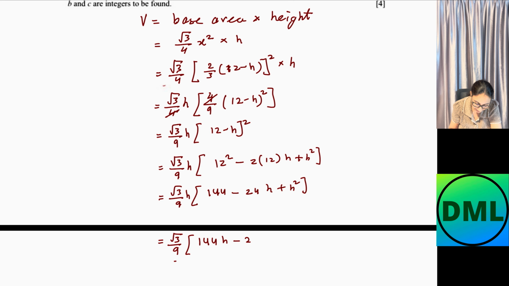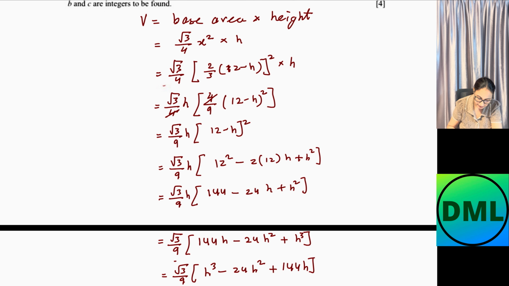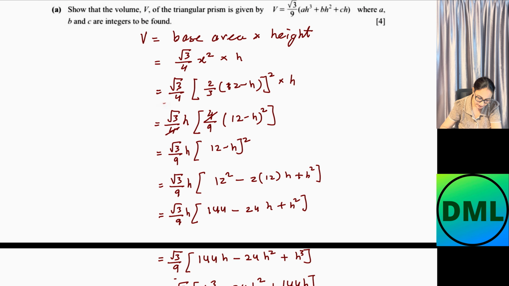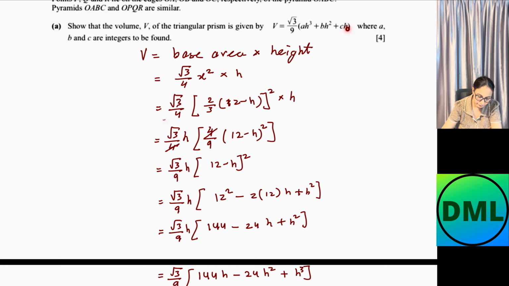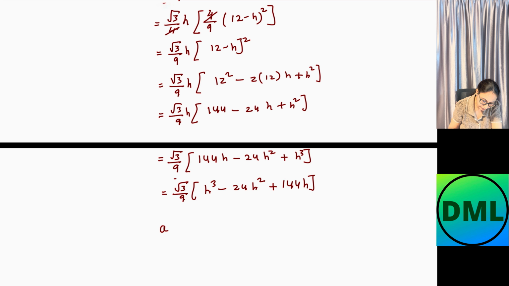144h minus 24h² plus h³. Let's arrange it in order: √3/9 h³ minus 24h² plus 144h. If I compare the values for a, b and c, my value for a is 1, my value for b is -24, my value for c is 144. Let's write down the values here: a is 1, b is -24, c is 144.